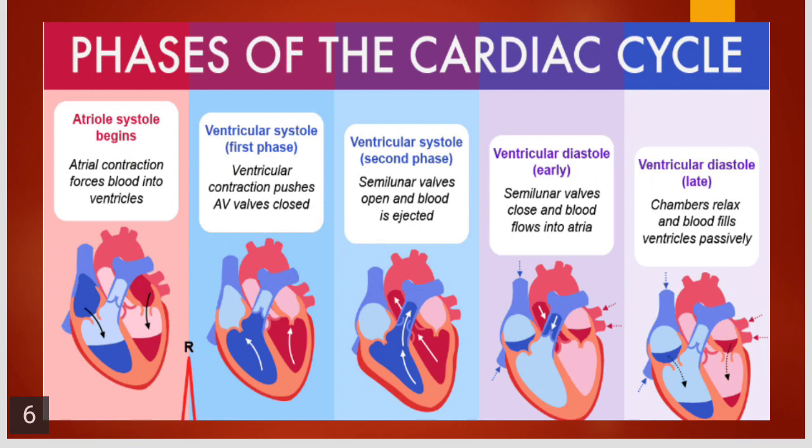The cardiac cycle consists of two phases, systole and diastole. Systole is the contraction phase of the heartbeat and the relaxation phase is diastole. So remember, systole is the active phase, the contraction phase, whereas diastole is the relaxation phase or resting phase. During systole, the blood from the ventricles is pumped into the arteries. During diastole, the chambers of the heart are filled with blood.